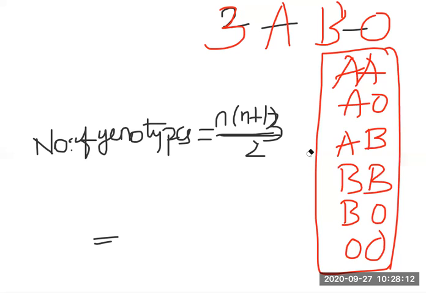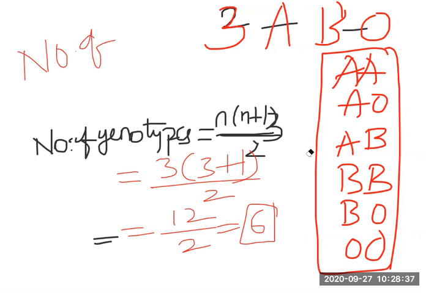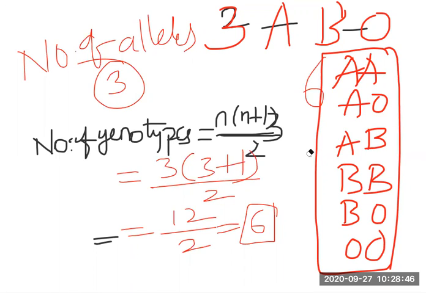I am erasing. The principle is the same. Number of genotypes equals n into n plus 1 by 2. What is n? Number of alleles. So I am applying 3 into 3 plus 1 by 2, that means 12 by 2, that means 6 genotypes. So in case of blood groups, the number of alleles is 3 and the number of genotypes is 6. The 6 genotypes are presented over here. So this is one of the principles.